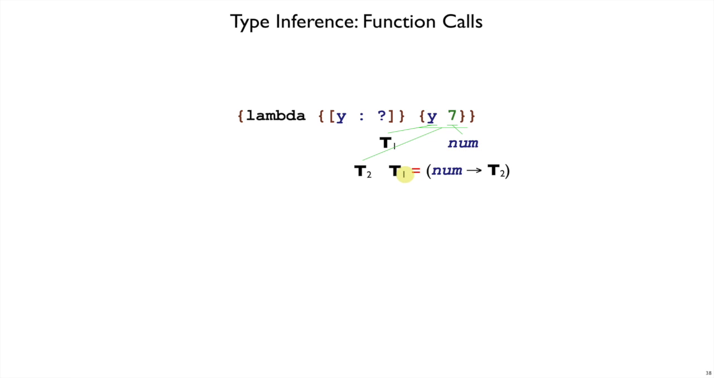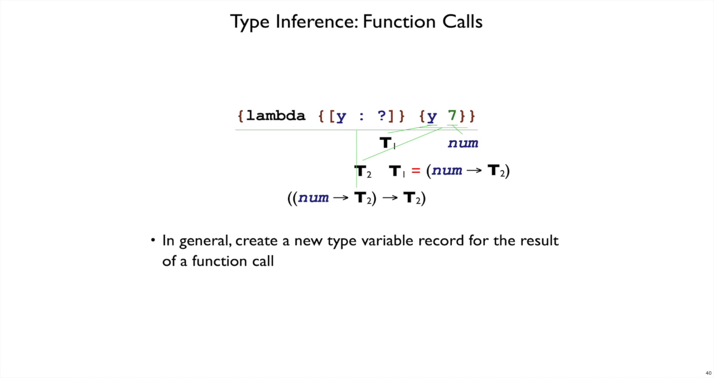That way we can say that T1 must be some arrow type, and by the way, the left-hand side is num because that's what we got for its argument, and the right-hand side, the result type, that's T2 because that's the one we just made up. And then overall, this is going to say give me a function that takes a number and returns a T2, and that function overall will return a T2, which is whatever that function returned.